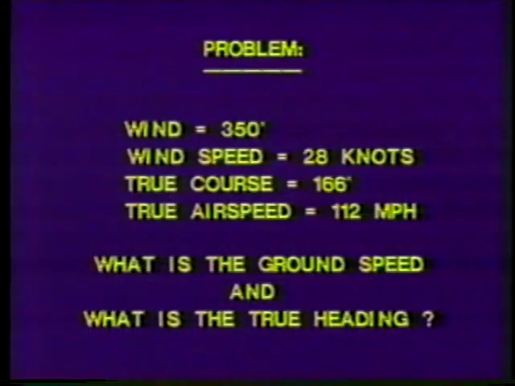Your wind problem is, at cruising altitude, the wind is forecast to be from 350 degrees with a wind speed of 28 knots. Your true course is 166 degrees and true airspeed is 112 miles per hour. What is the ground speed and what is the true heading? We need to convert either the wind speed or true airspeed so that the values are the same. The choice would depend on the value of the final answer. We want the answer in knots, so let's convert true airspeed to knots.